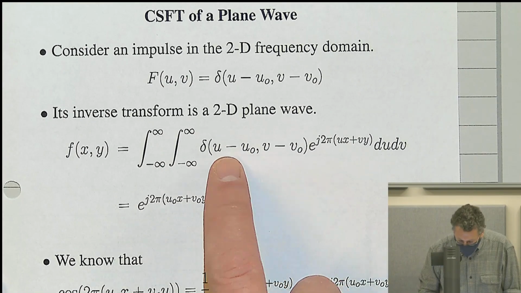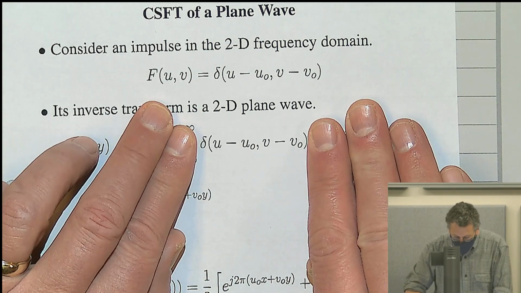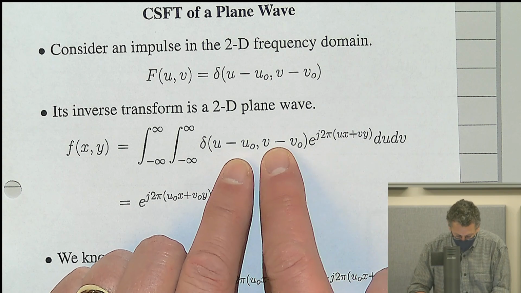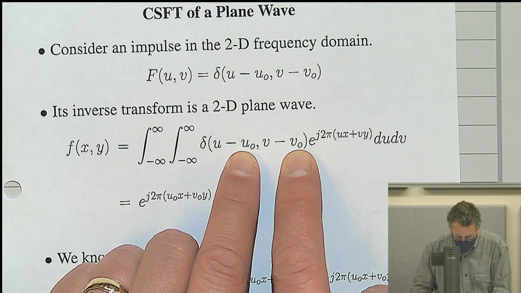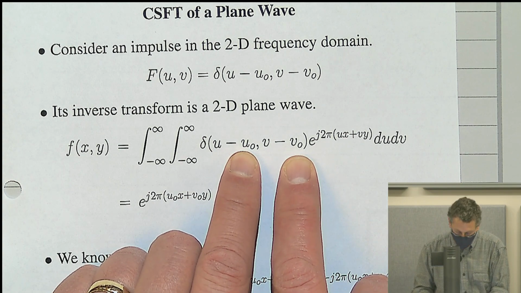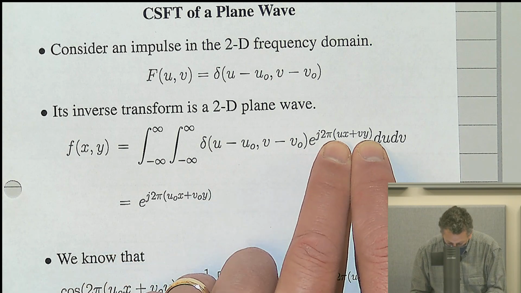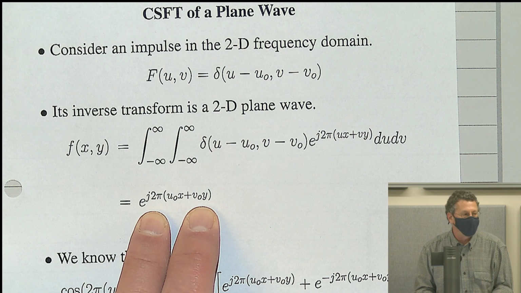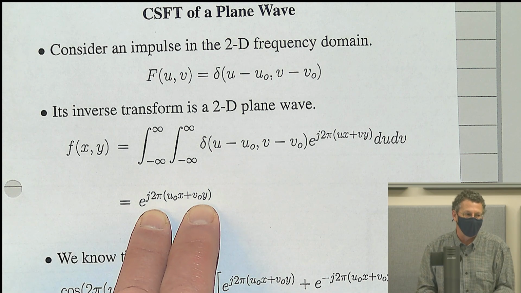Whenever I integrate a delta function against anything, I just evaluate that function at the location of the delta function, which is u0, v0. So I just plug u0, v0 in for u and v, and I get this. So this is a pure complex sinusoid in 2D.